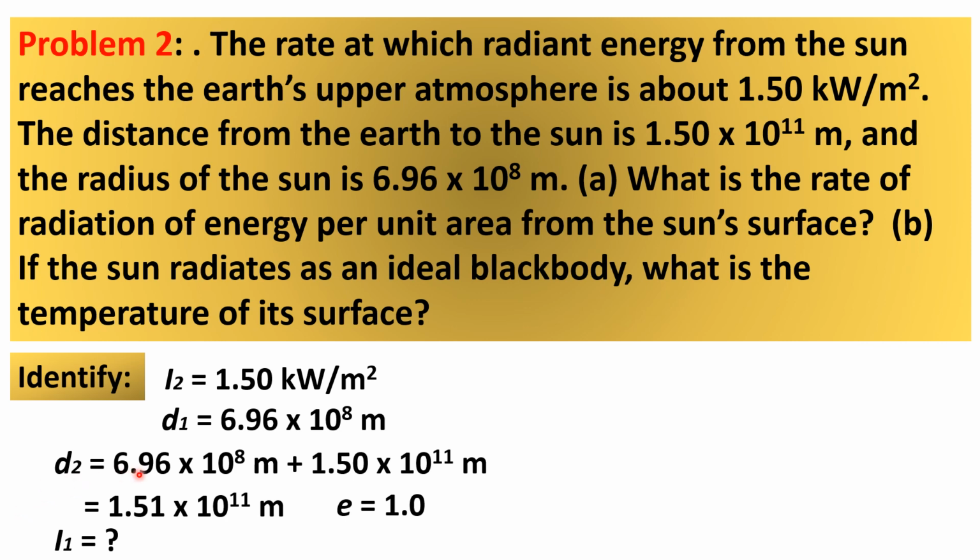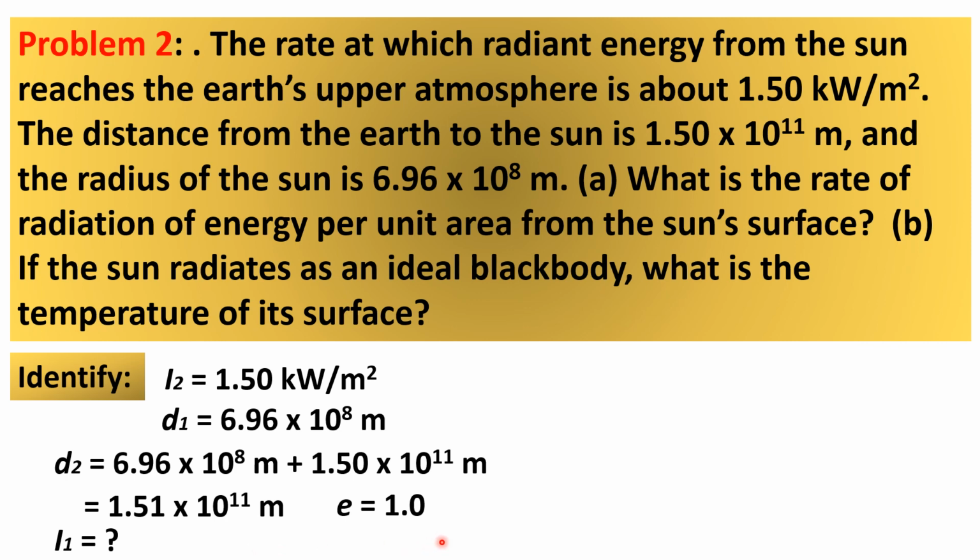The sum of 6.96 raised to the 8th meter and 1.50 raised to the 11th power meter, when added, is what we will get: 1.51 raised to the 11th power meter. So that will be the value for our d sub 2.